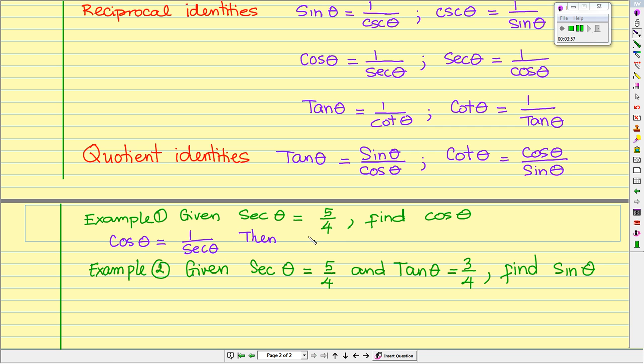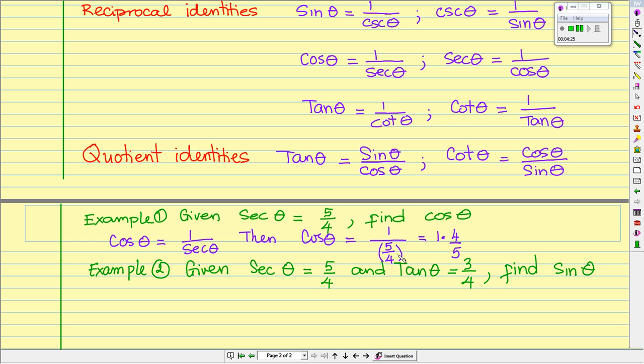Then we are going to substitute secant theta with 5 over 4. So 1 divided by 5 over 4. Now when we divide, we can flip and multiply. So it means 1 times 4 over 5. You flip the 5 over 4, and it becomes 4 over 5.